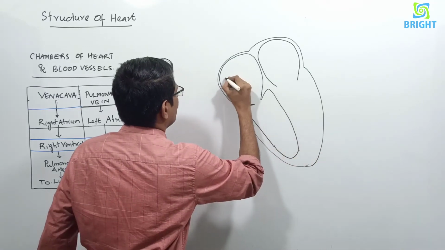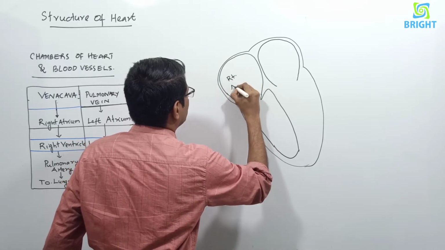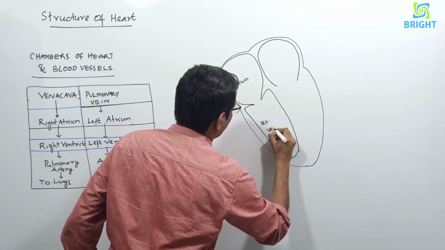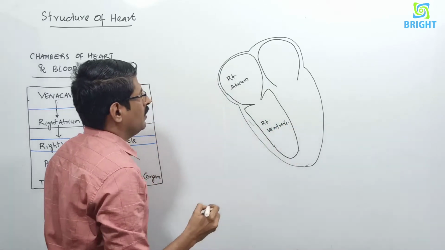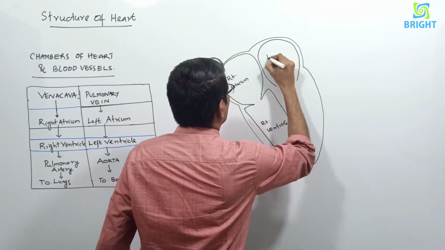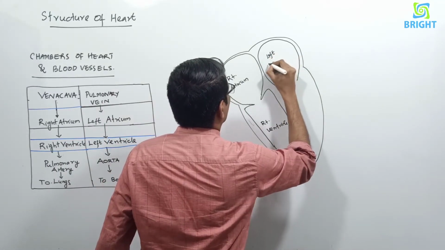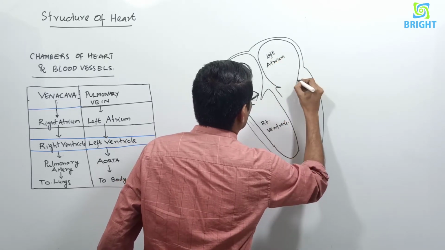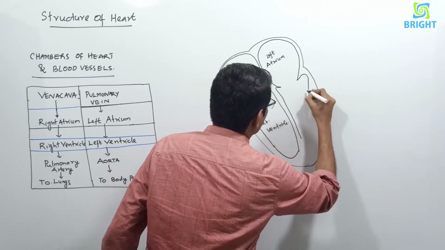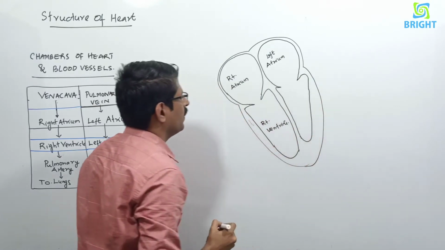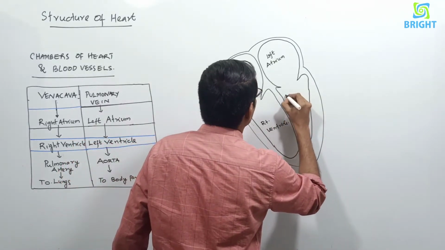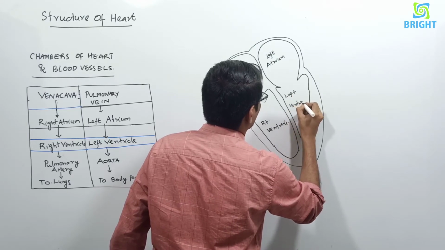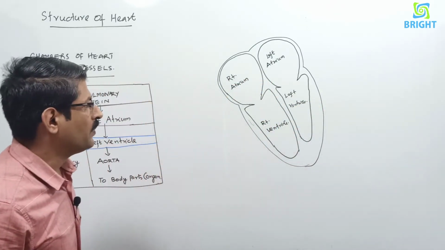So this is the right atrium and this is the right ventricle, and this is the left atrium, and the wall of the left ventricle is somewhat thicker than the wall of the right ventricle. So this is the left ventricle. So the lower chambers are ventricles and the upper chambers are auricles.